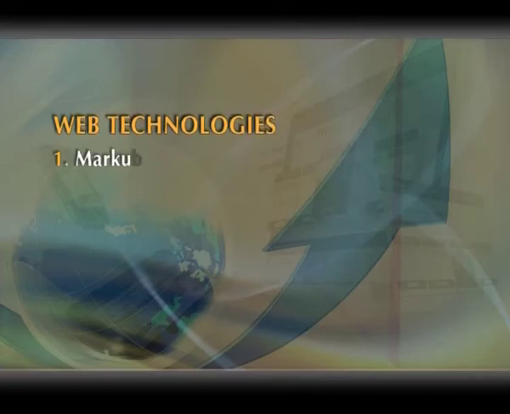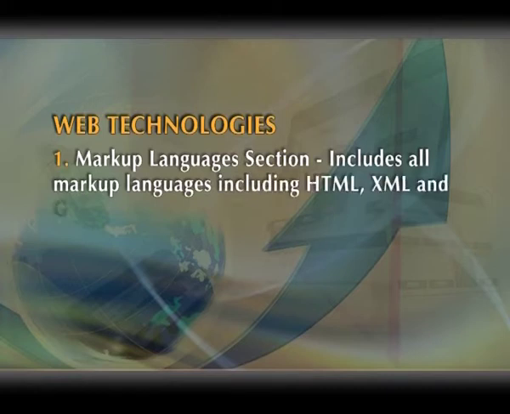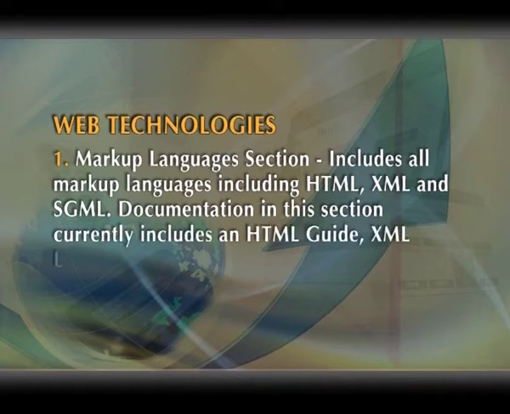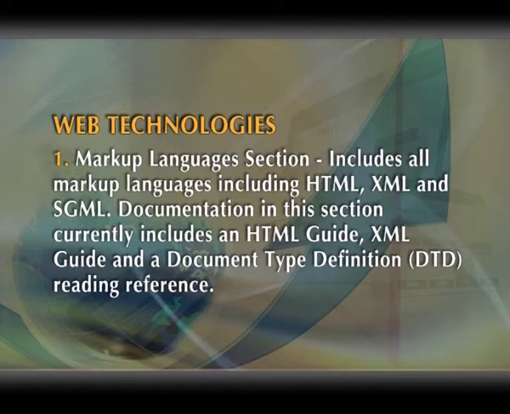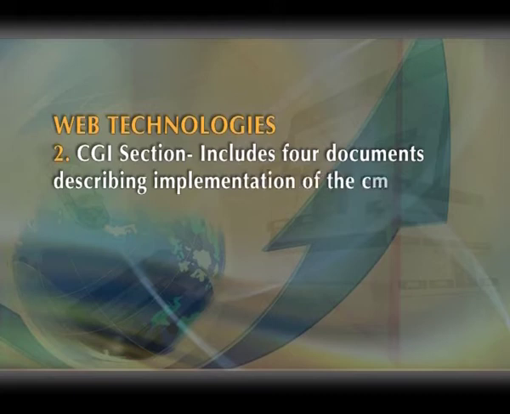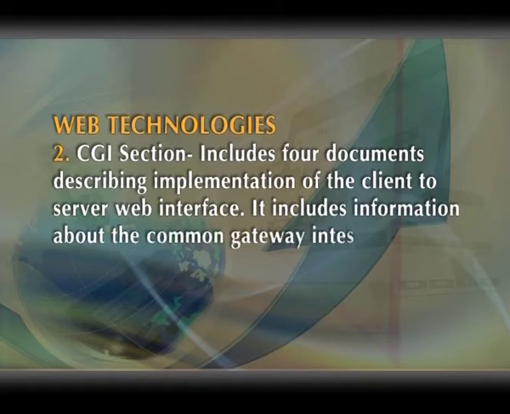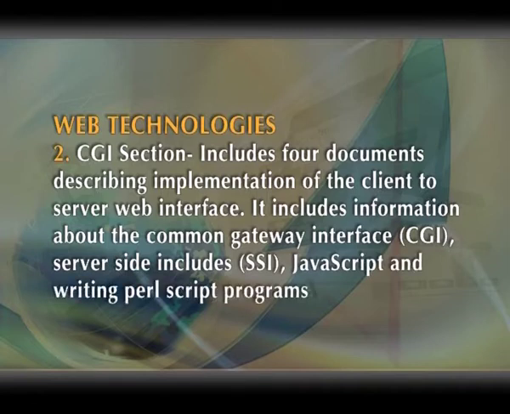Web technologies. Number 1. Markup languages section includes all markup languages including HTML, XML and SGML. Documentation in this section currently includes an HTML guide, XML guide and a document type definition, DTD reading reference. Number 2. CGI section includes 4 documents describing implementation of the client to server web interface. It includes information about the Common Gateway Interface (CGI), server side includes SSI, JavaScript and writing Perl script programs.